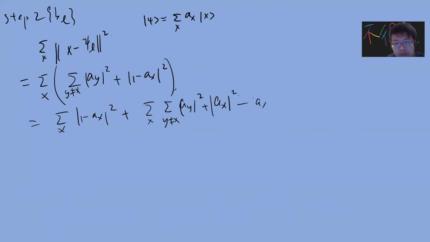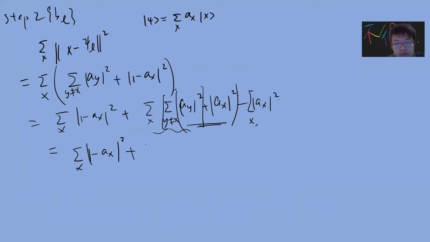So I need to minus the term here. For each x, I get y different from x, and I add ax terms and minus ax terms. So it should look like this. Obviously the first term is the same, and this one will give me n. This one will be 1, right? So it should be this.